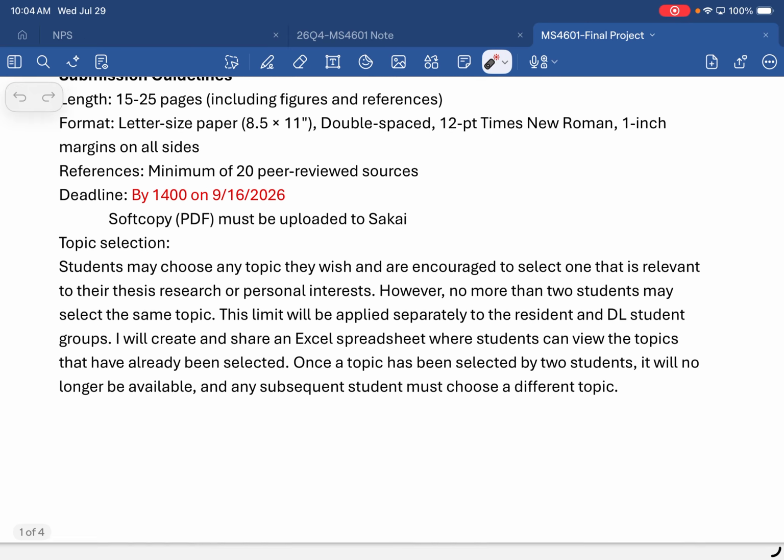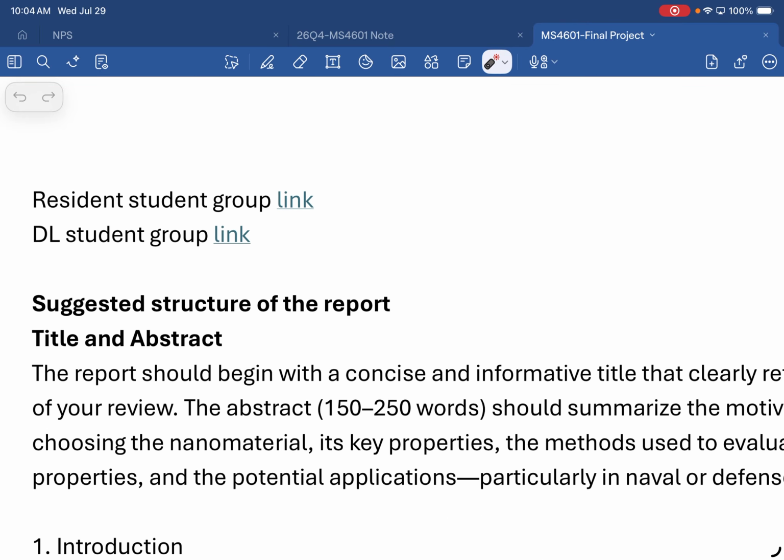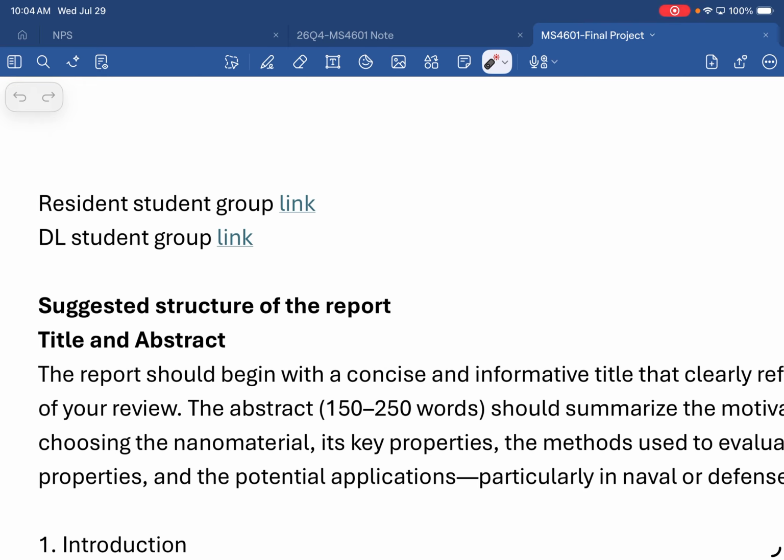This is the link here, if you open the PDF file. By the way, this file has been uploaded on Sakai, so you should be able to access it. Here are the resident student group link and the DL student group link. For all of you here, you should use this link. DL students will use this link. It opens up an Excel spreadsheet, and if you choose a topic, just write it down. Other students can take a look to see if the same topic has been chosen by 2 students.